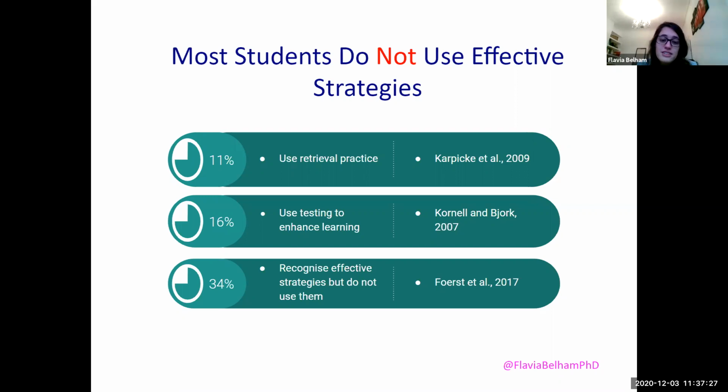And then in 2017, there was a paper that showed that even if you take only the students that know what effective learning strategies are, 34% of them still don't use them. So a third of most students don't know about them, period. And even if you take the 10% that know about them, 34% of them are still not gonna use them. So in the end you end up with just a tiny bit of students who actually use the strategies that we know work for them. So they're studying the wrong way.